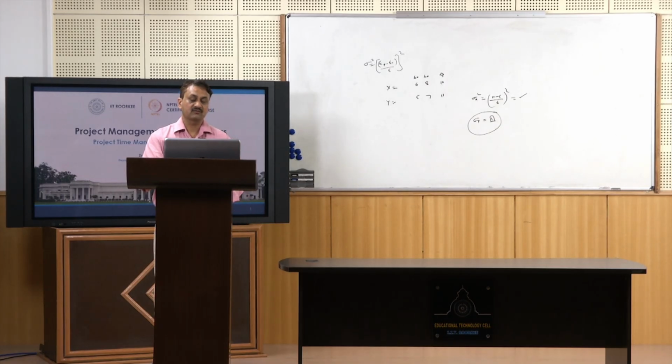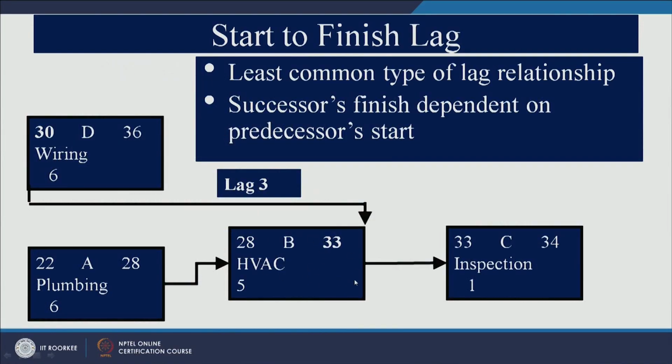Now, the final is what? What is the final lag relationship? Start to finish, right. This is the least common type of lag relationship, and the successor's finish depends on the predecessor's start. So, this is the succeeding activity. The successor's finish depends on the predecessor's start. So, rarely this situation occurs, but this is start to finish, right. So, start of the preceding activity, and finish of the succeeding activity, which is activity B, right.